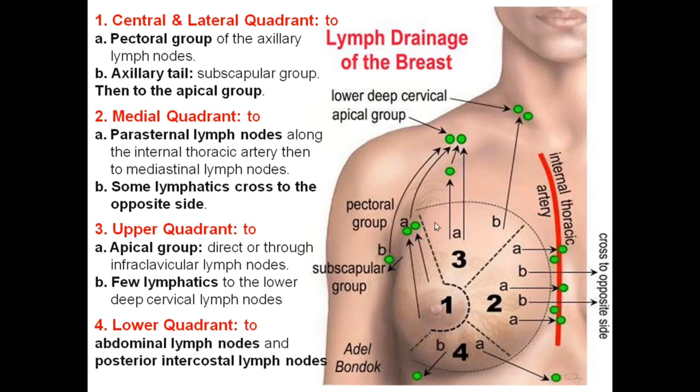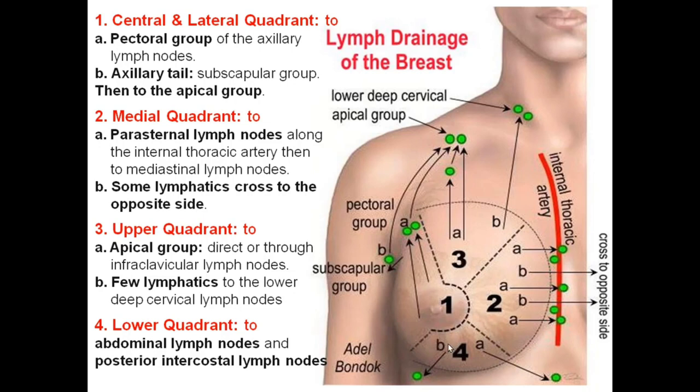Again, lymph drainage of the four quadrants of the breast: the central and the lateral quadrant drain into the pectoral group of the axillary lymph nodes, the axillary tail drains into the subscapular group, and then lymphatics reach the apical group. The medial quadrant drains into the parasternal lymph nodes, and from the parasternal lymph nodes to the mediastinal lymph nodes. Some lymphatics cross to the opposite side to anastomose with the lymphatics of the opposite breast.